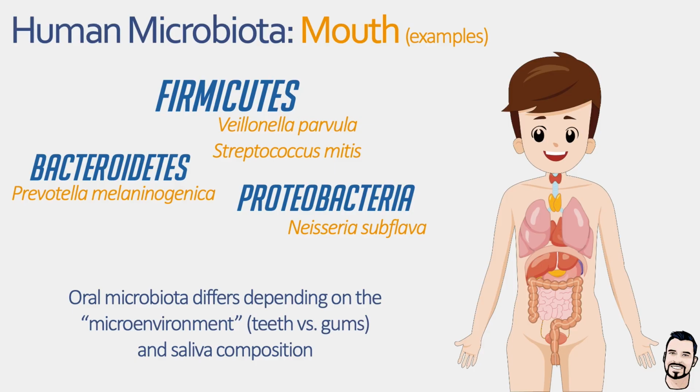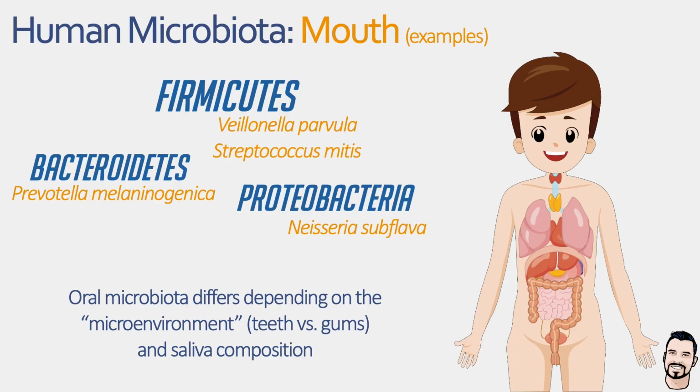We have Streptococcus mitis, an early colonizer of tooth surfaces that helps initiate biofilm formation for other bacterial species. We have Prevotella melaninogenica, which helps break down protein, which is good, but as a consequence of this, it can lead to bad breath when they start to dominate the oral microbiota.